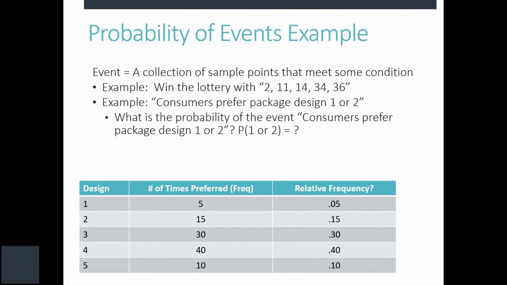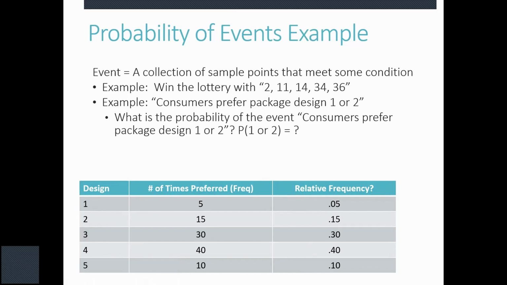An event is still a collection of sample points that meet some condition. So for example, we could say, what's the probability that you win the lottery with the numbers 2, 11, 14, 34, and 36? I'm actually not going to calculate that, but the chances are vanishingly small, which is why we don't play the lottery much.